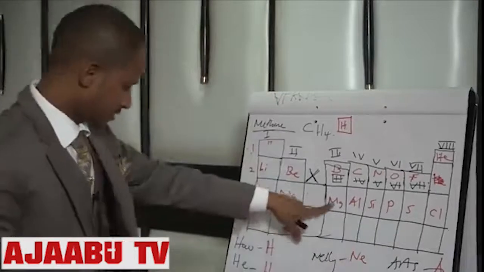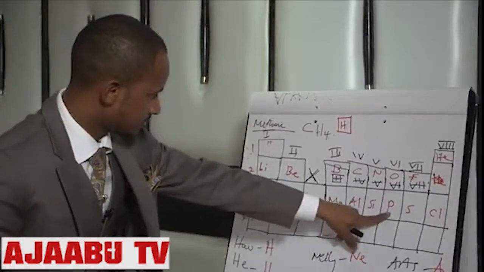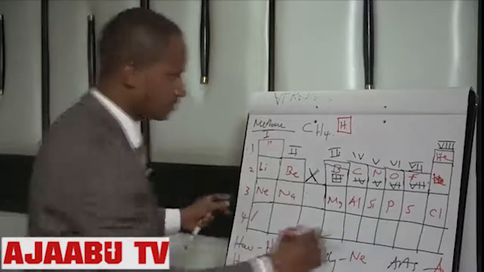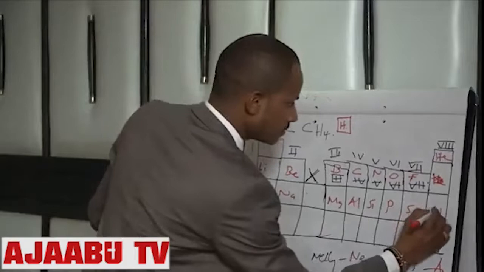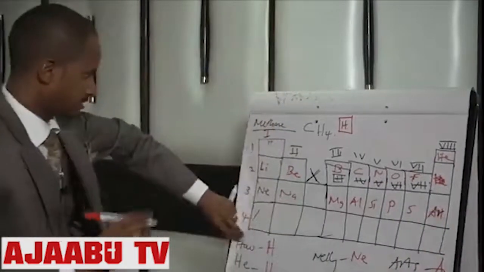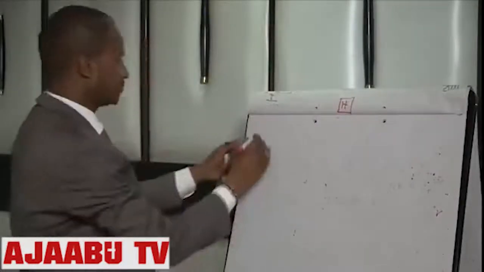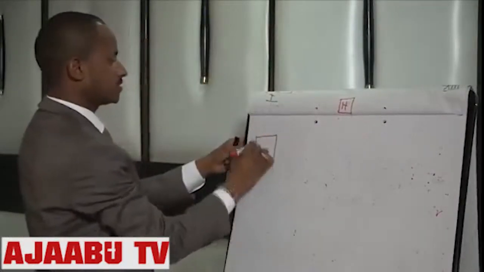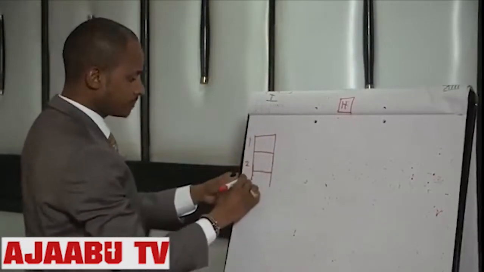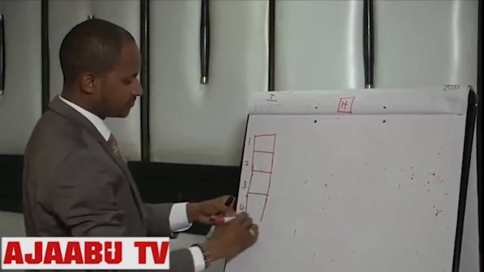Neon, magnesium, aluminium, silicon, phosphorus, sulfur, chlorine, argon. This should be argon, not there. Sorry, let me just draw it again. Class, I think there's a little bit of confusion, but it's an easy one. Just the same trend. Period 1, period 2, period 3, and finally period 4.